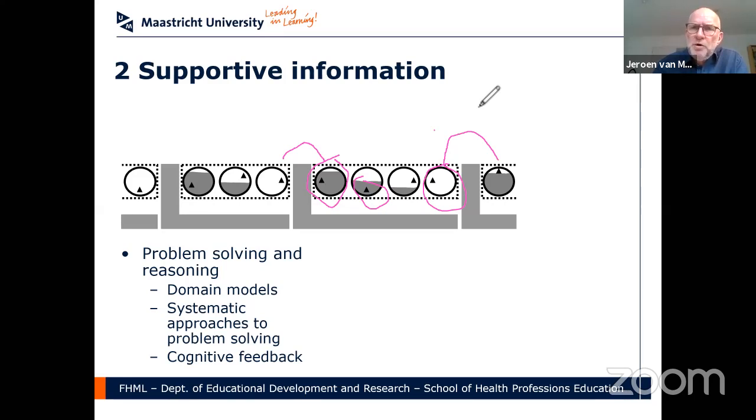In the 4CID model, it's both possible. In project-based education, for example, it's quite common that students first visit lectures, study materials before they start to work on the project. So we first present the supportive information and only then they start to work on the project.